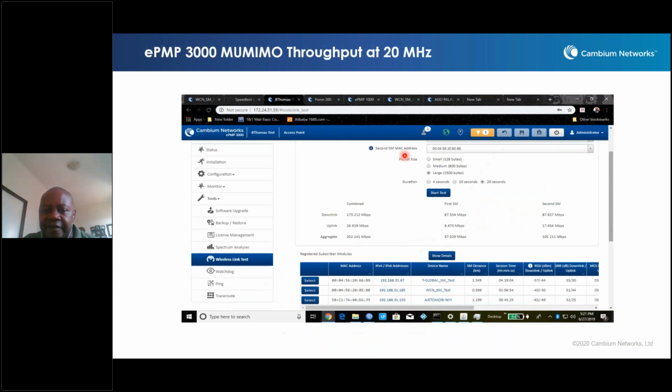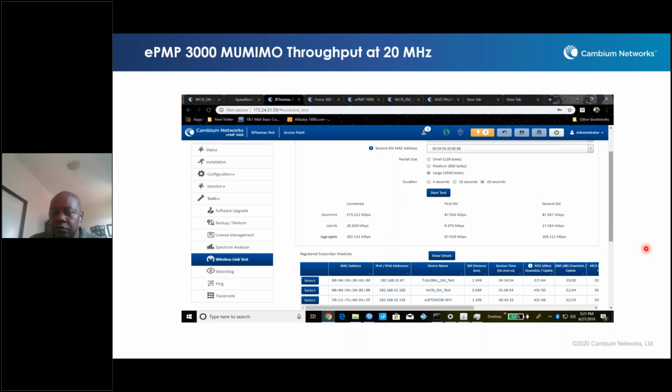A couple more slides. I will skip this. We'll provide you with the slide deck. This is just showing some performance of the 3000. So on a 20 megahertz channel, for example, this is a live network. They were able to do 202 aggregate. You can see the uplink and downlink. So of course, the application is more downlink centric.